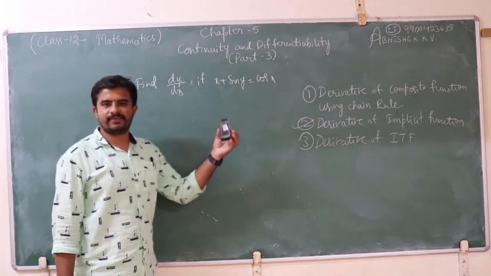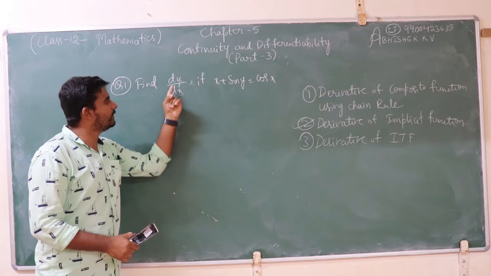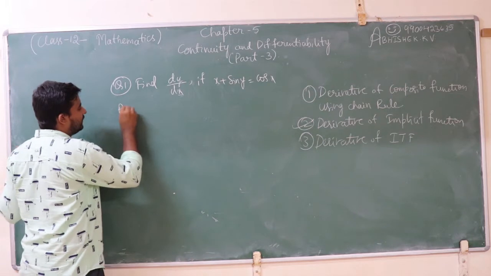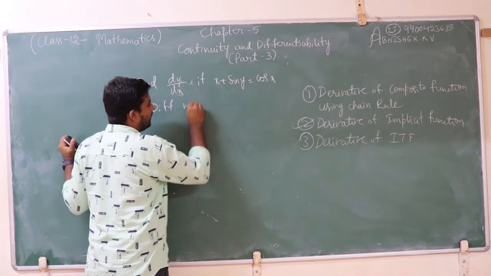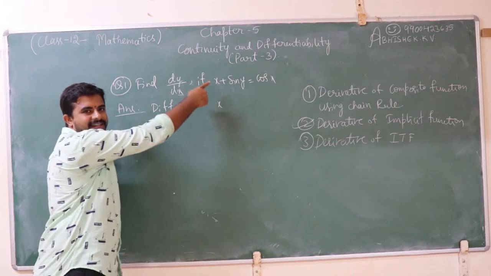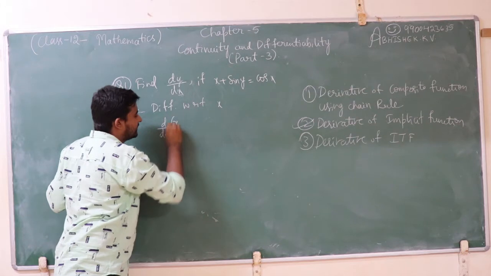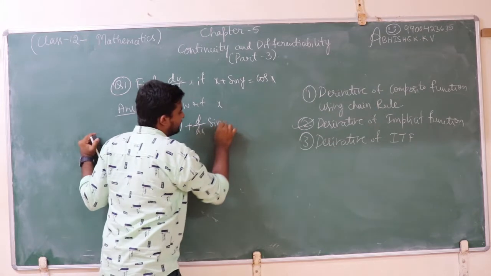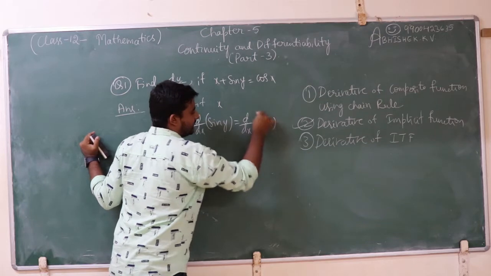x plus sin y is equal to cos x. Here also we are going to find dy by dx, that is the derivative of the function with respect to x. So we need to differentiate with respect to x. When I apply the derivative with respect to x for the given function, d by dx of x plus d by dx of sin y is equal to d by dx of cos x.